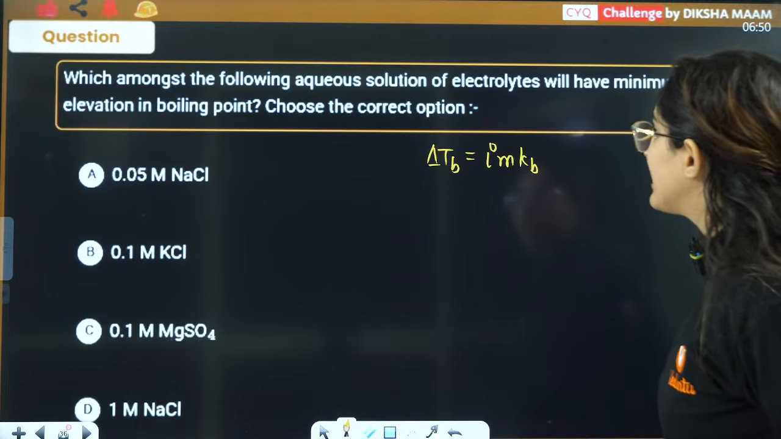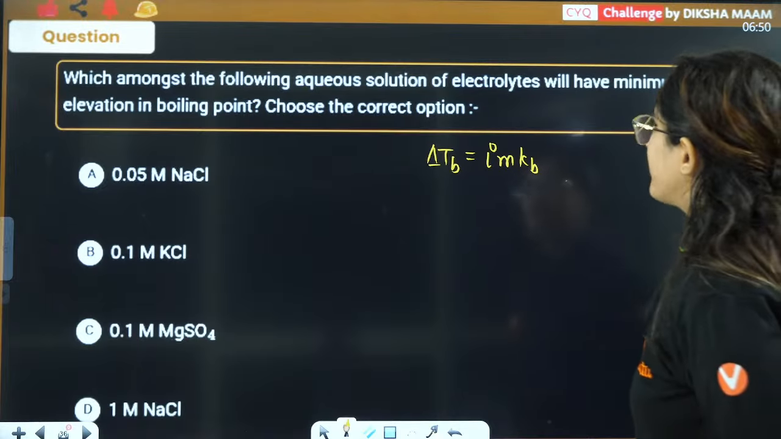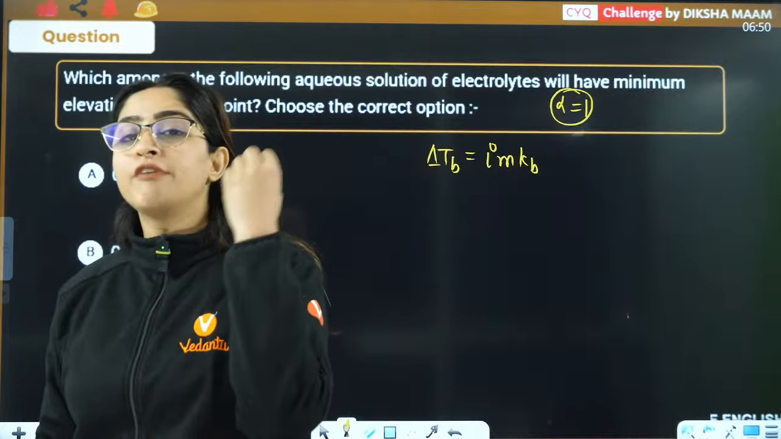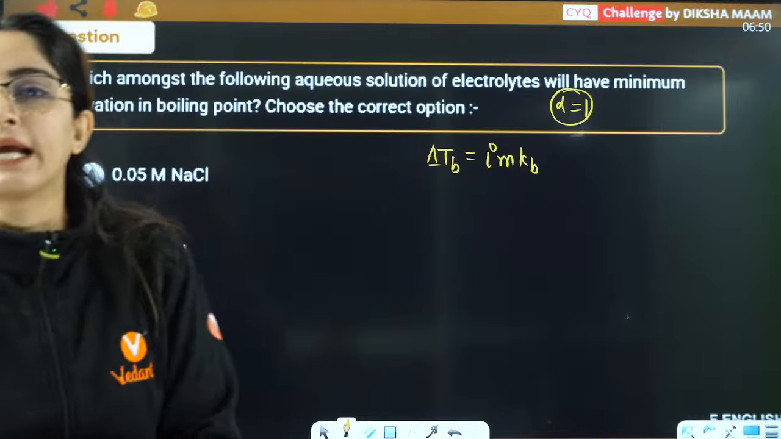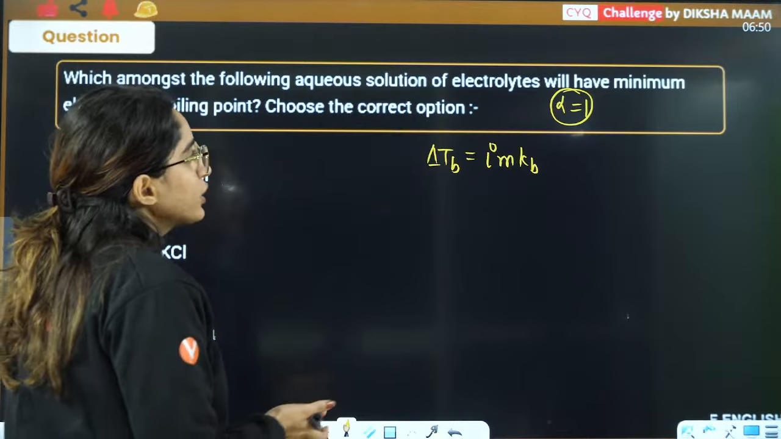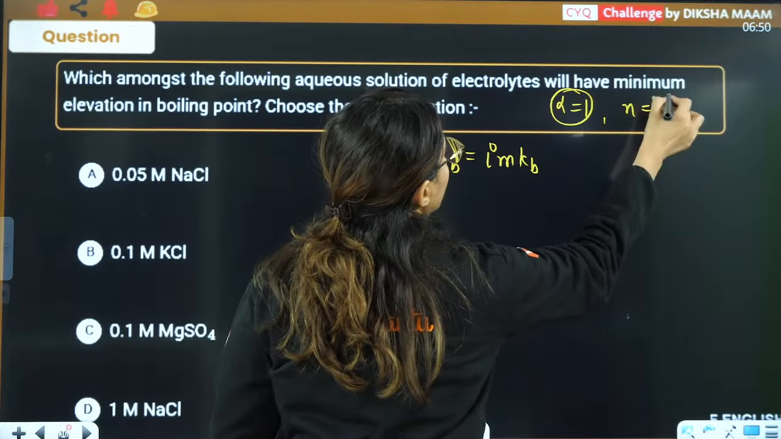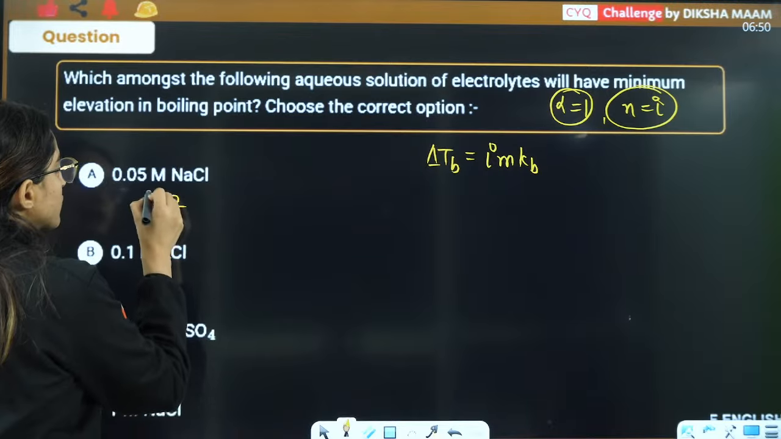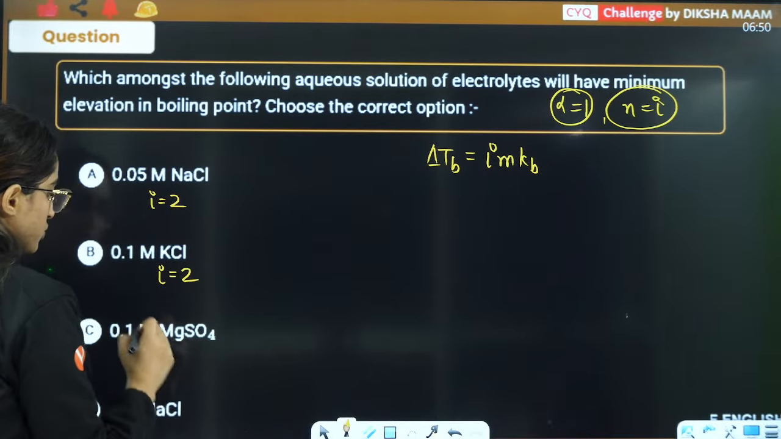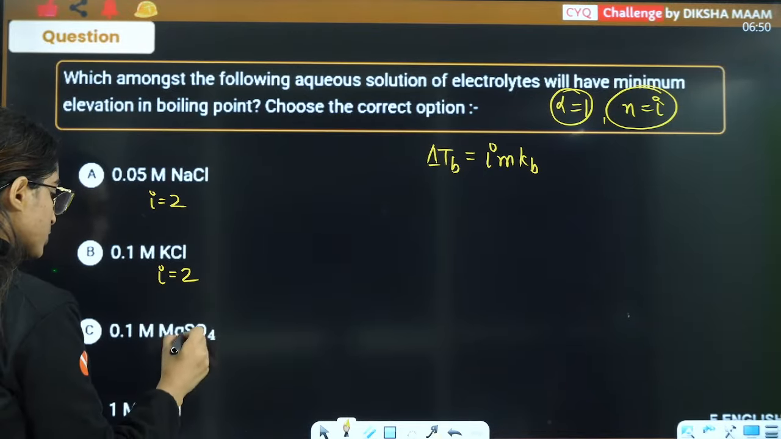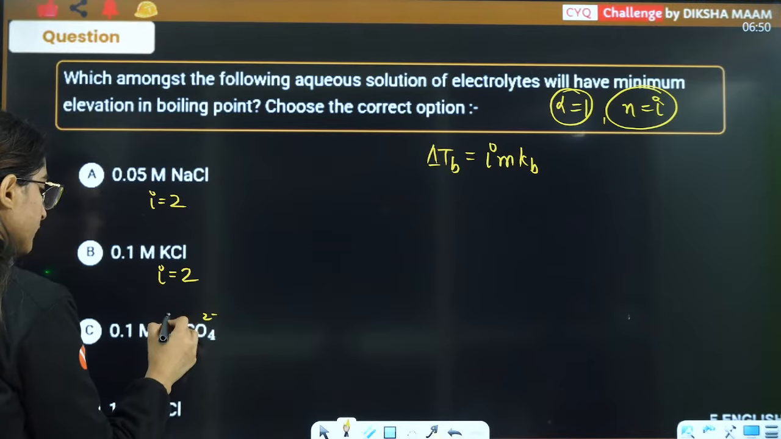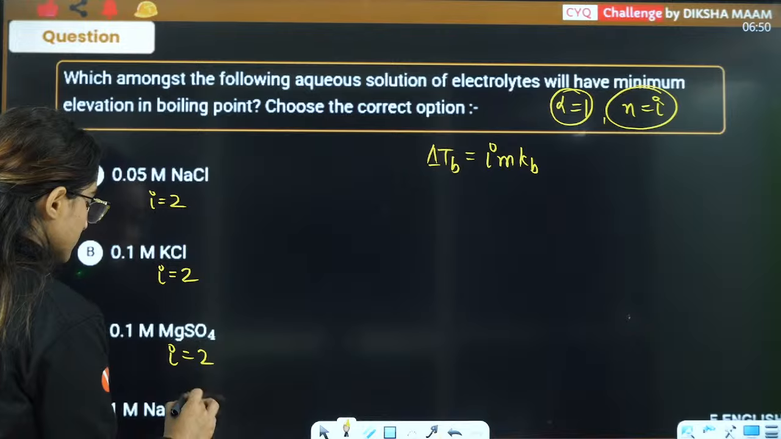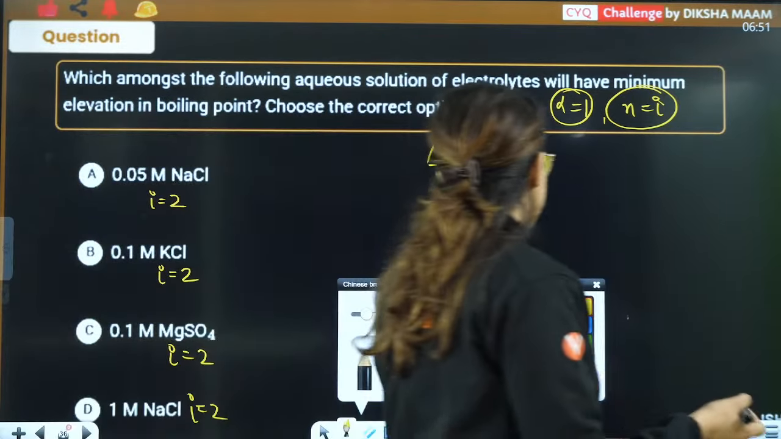Now, Kb is constant. What is different? i and molality are different. Now alpha and all is not given, so that means I'll take alpha value as 1. Whenever alpha is not given or no way of calculation of alpha is given, you will take it as 1. So whenever alpha is 1, you can say number of moles is equal to Van't Hoff factor. So in this case, Van't Hoff factor in all the cases, i is equal to 2. In this case, i is equal to 2. In this case, this is 2 negative, this is 2 positive, so this is also i equal to 2. Right, here also i is equal to 2. That means i is also constant in all the cases.